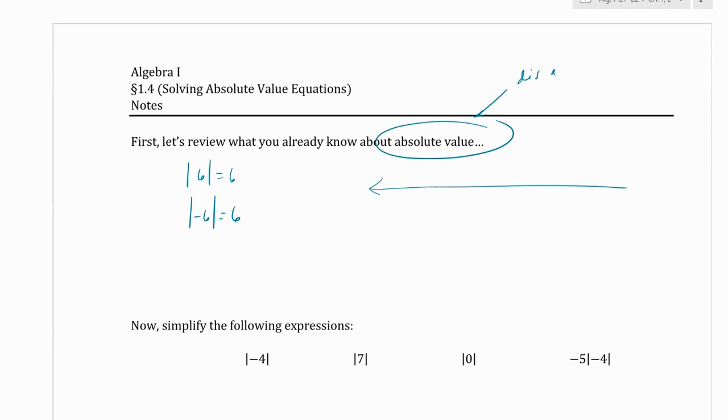Why not right? Well, not right in that little spot. I don't know what's going on. It's a distance from 0 on a number line.